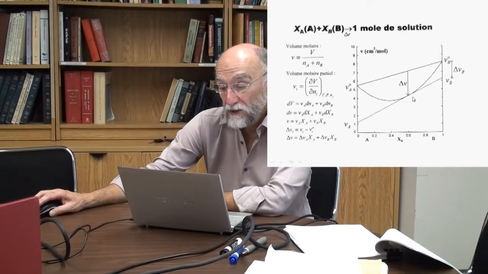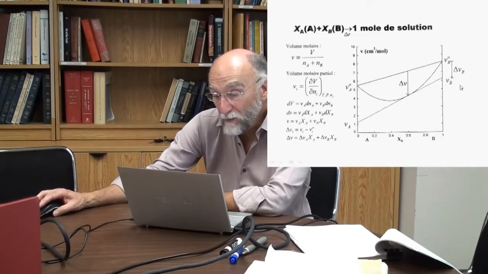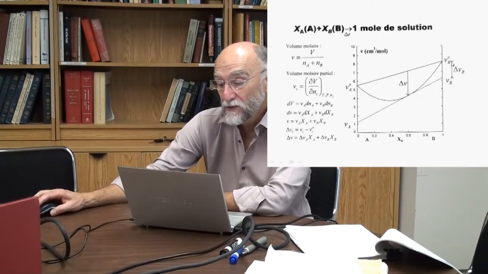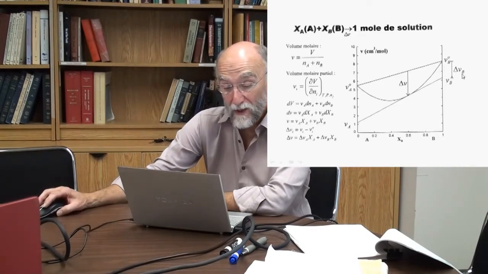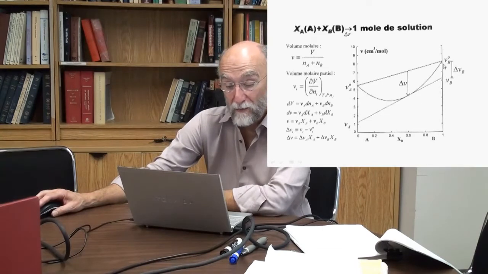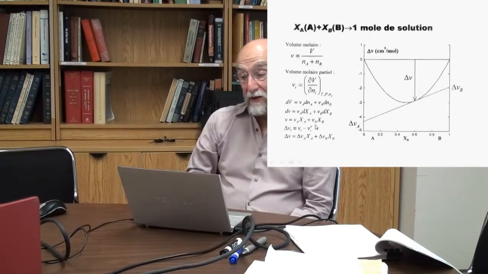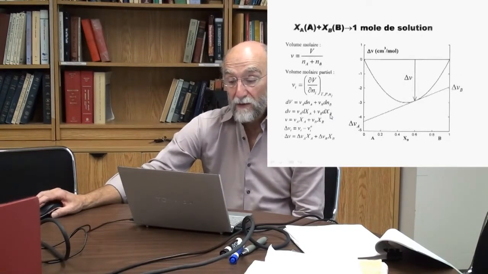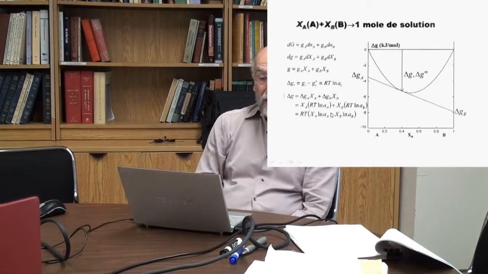The tangent construction shows that the partial property is given by taking a tangent at this point and extending it to the two axes. This is the partial molar volume of A and the partial molar volume of B at that temperature. This distance here is delta VB, the partial molar volume of mixing of component B, defined as VB minus V naught B, and then all these equations apply. If you plot delta V, you get it this way around, and delta G is generally plotted like that, and this is the one we're most interested in.